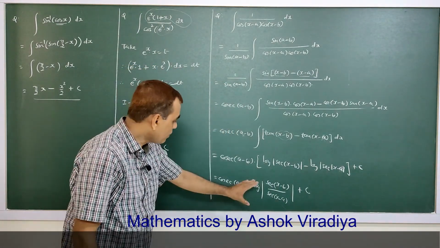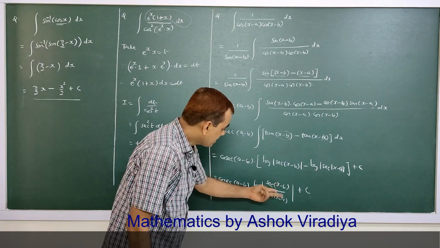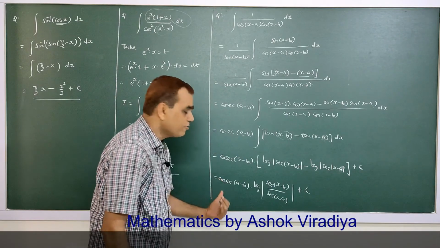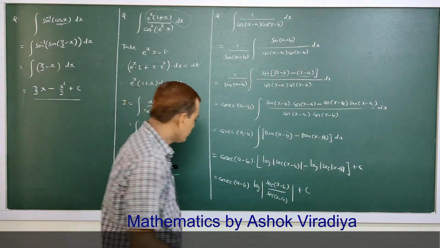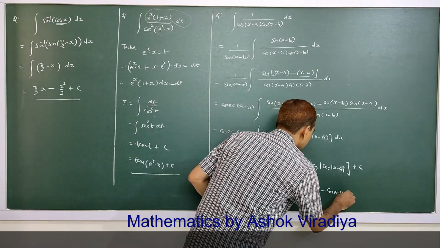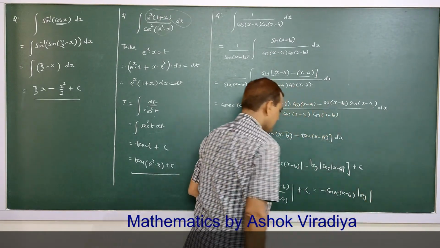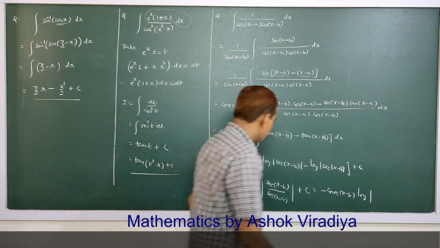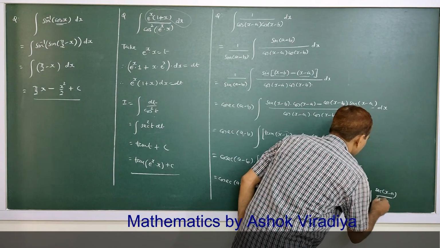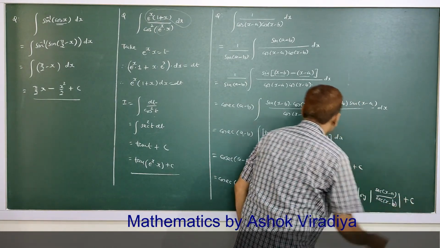And to put this value in a better form, if you take the reciprocal here, then the main sign you have to keep is minus. So this is equal to minus cosec of a minus b log mod, taking the reciprocal inside, sec of x minus a upon x minus b plus c.